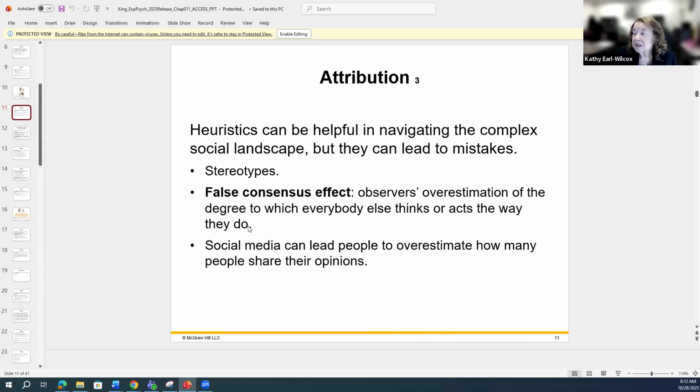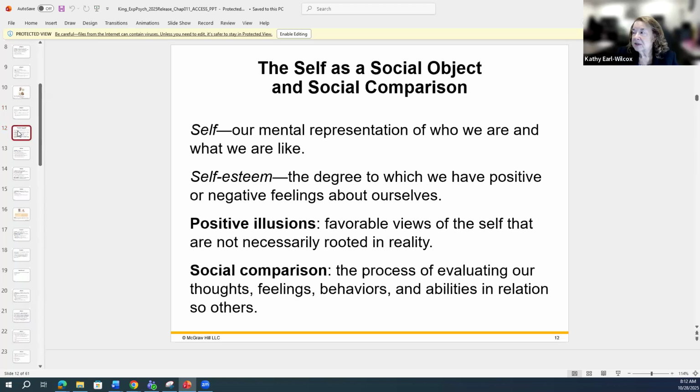So the stereotypes, the false consensus effect, and social media can lead people to overestimate how many people share their opinions. Generalizations, like saying all older white females are grumpy. That may be the case sometimes, but not all the time. So attributing characteristics to an age group or a gender is a dangerous zone.